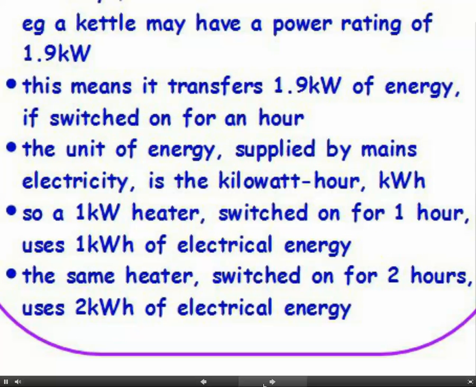Now the unit of energy supplied by mains electricity is the kilowatt hour, kWh, little k, big W, little h. So a 1 kilowatt heater, if it's switched on for an hour, uses 1 kilowatt hour of electrical energy. The same heater, if it's switched on for 2 hours, uses 2 kilowatt hours of electrical energy, and so on.